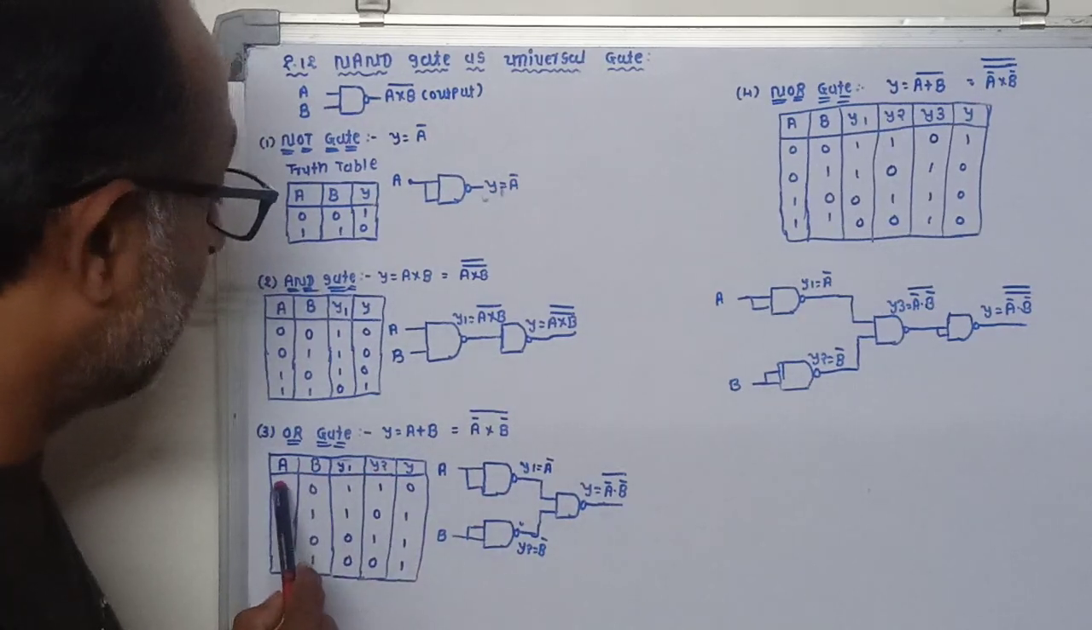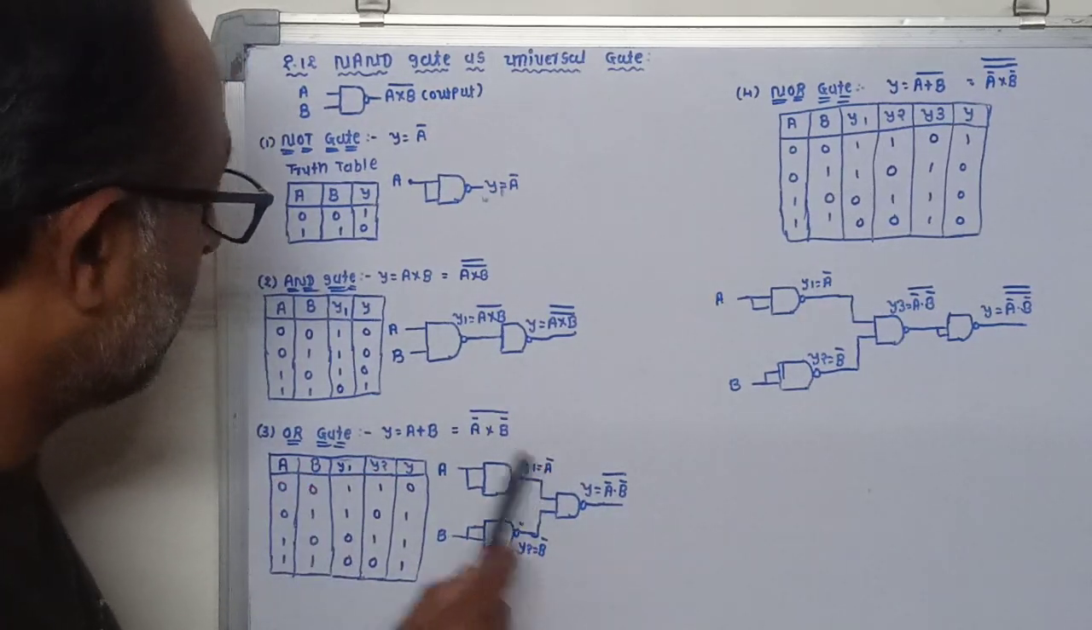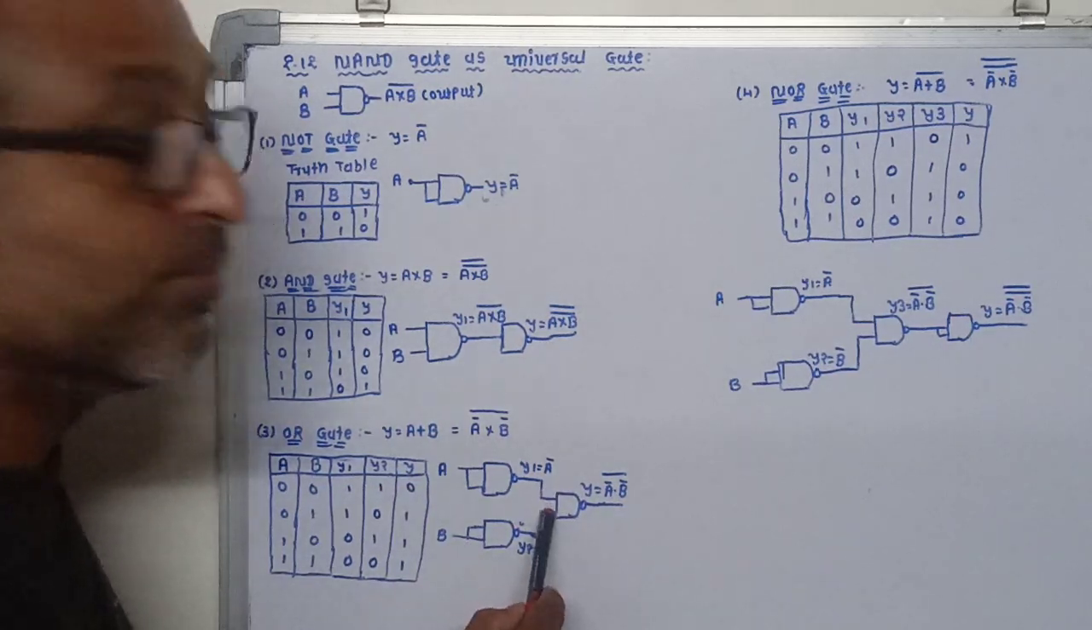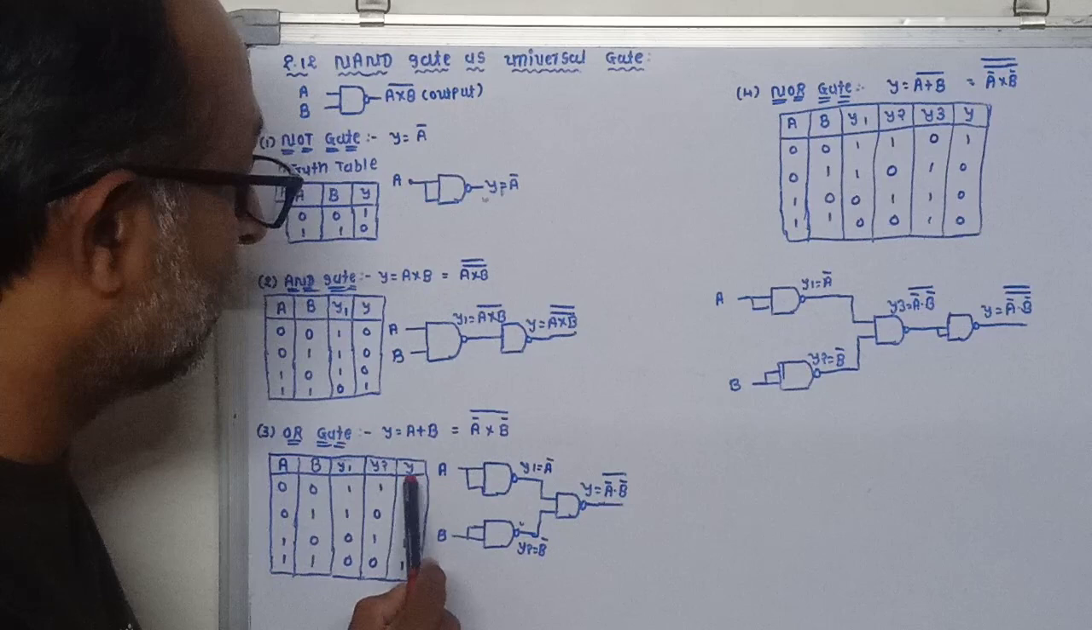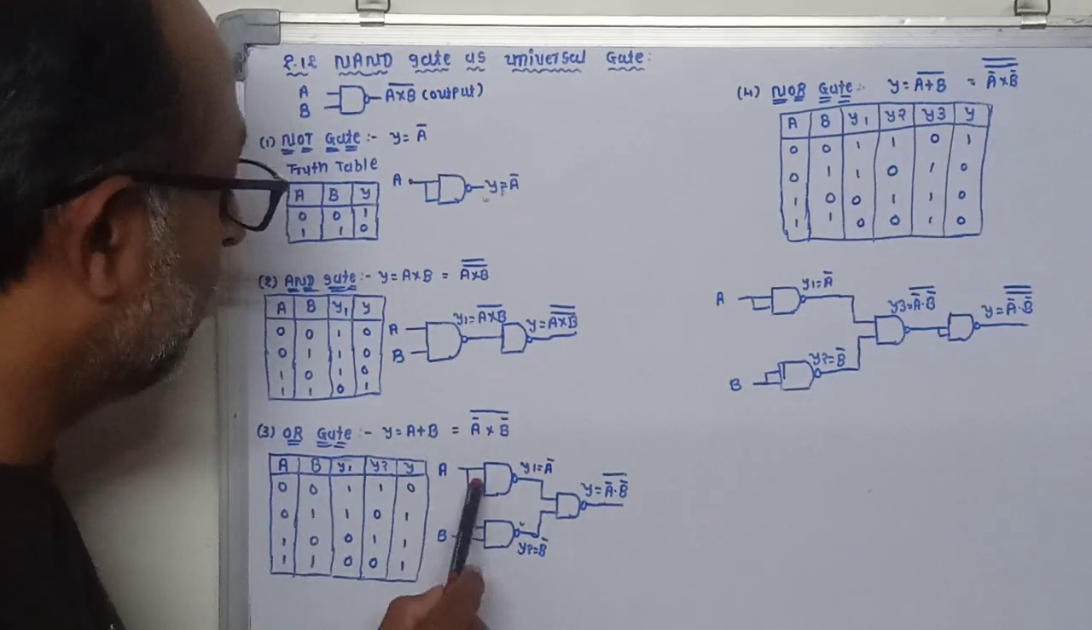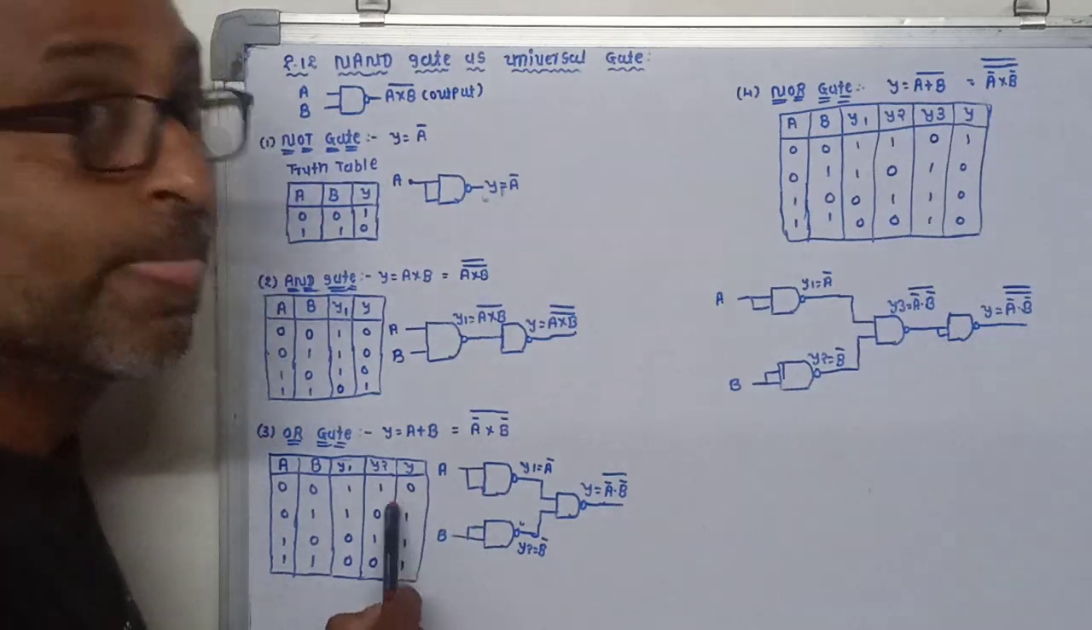So here you can see when we apply 0 0, Y1 becomes 1, Y2 also becomes 1, and it is inverted: 1 into 1 is 1, and its complement is 0. Now just put the values of A and B in this circuit and you will see the output.